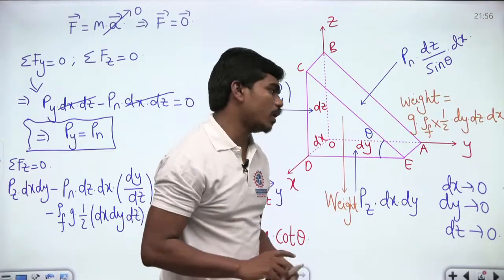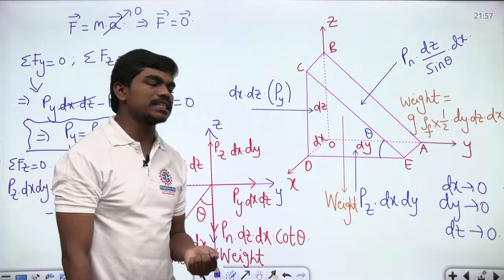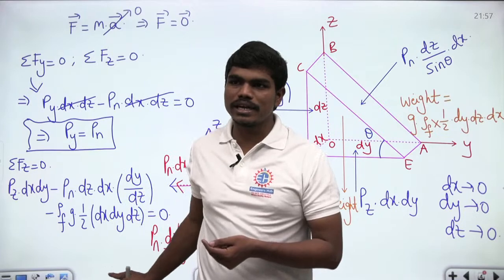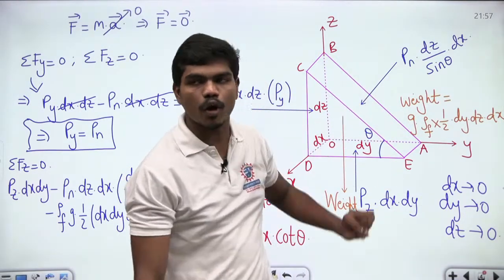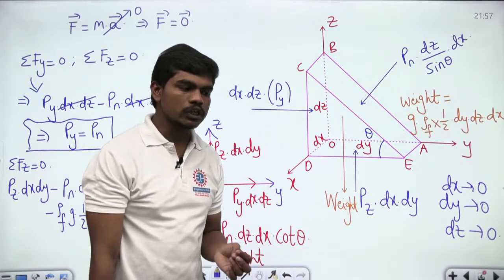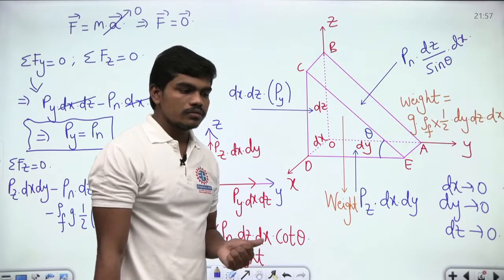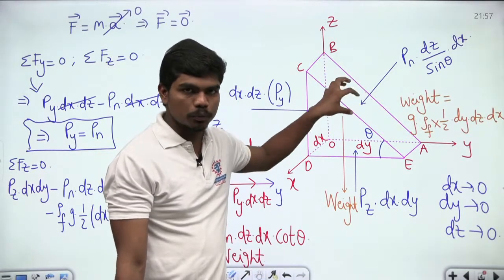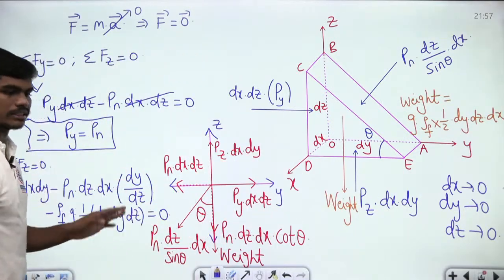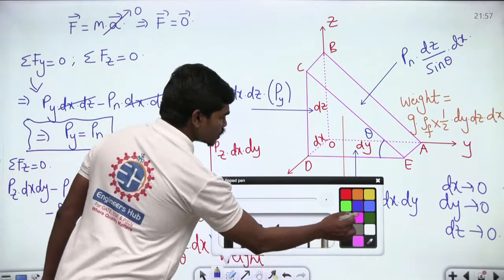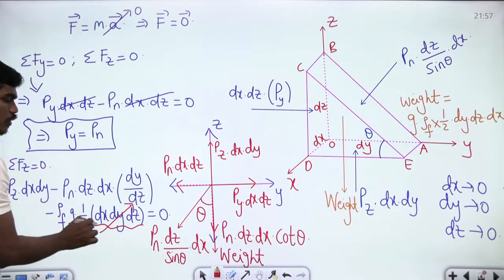Now, if these are very small, can I neglect the term dx into dy into dz? Yes or no? Please respond. Can you neglect this dx dy dz product, since dx, dy, dz are very small for this prism to become a point? Please do type in the chat box. For this prism to shrink to a point, the product dx dy dz should be 0. So let us suppose we are neglecting this term dx dy dz to 0.